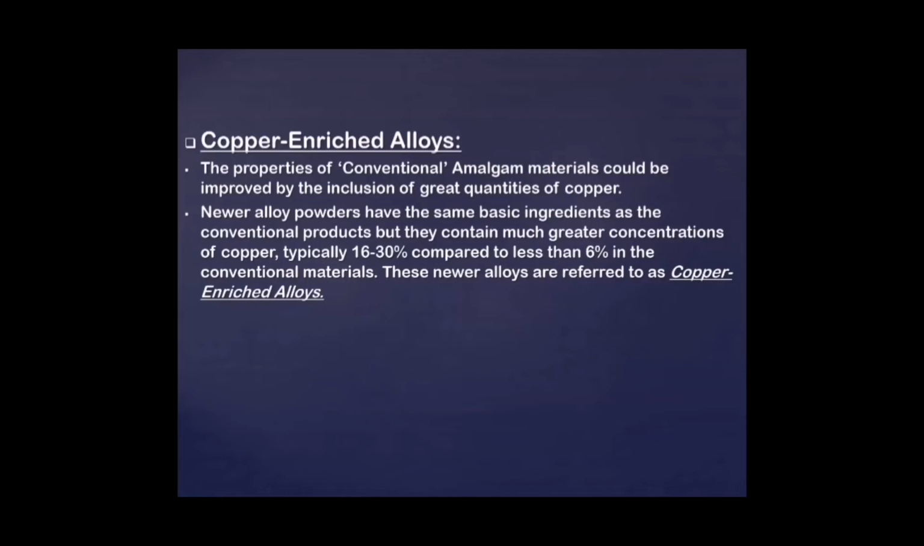Copper rich alloy. The properties of conventional amalgams could be improved by inclusion of greater quantities of copper. Newer alloy powders have the same basic ingredients as the conventional products, but they contain a much greater concentration of copper, typically 16 to 30% compared to less than 6% in the conventional materials. These newer alloys are referred to as copper enriched alloys.